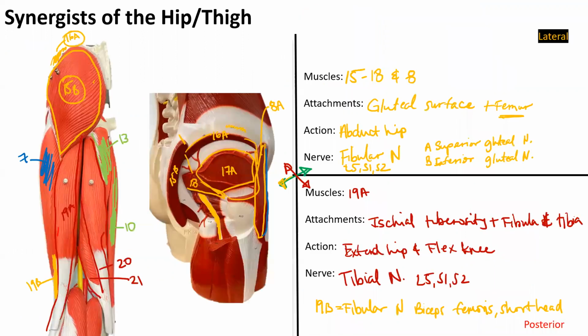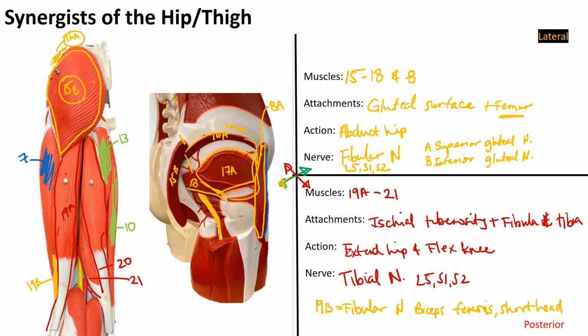Remember, butts, biceps, right? Butts, biceps. Biceps femoris is on the lateral side. Semitendinosus is on the medial side, okay? So it's going to go from 19A all the way to 21 in my posterior quadrant. So you see those nice antagonistic muscles, okay?